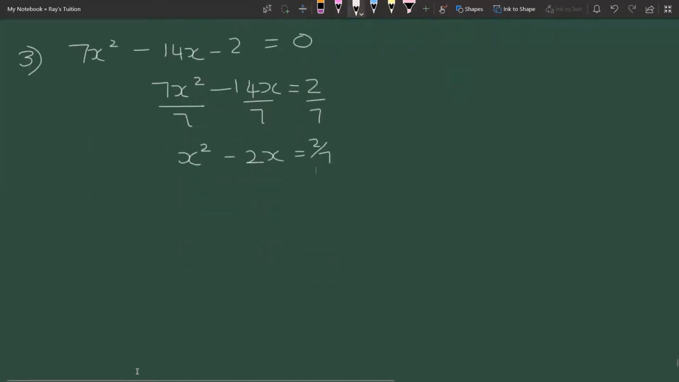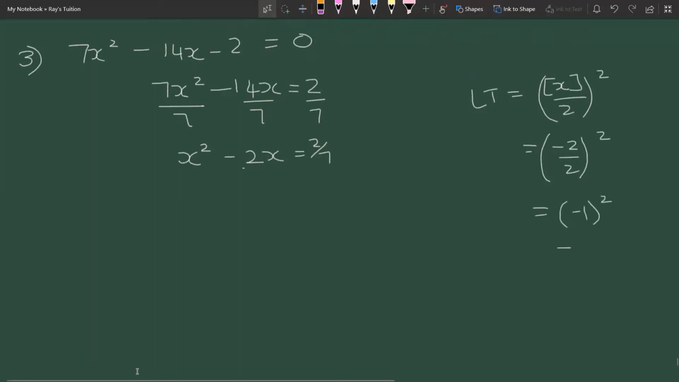Okay, great. So now we're going to find the last term. The last term is the coefficient of x divided by 2, and we square it. The coefficient of x is -2. We divide it by 2 and we square it. So it's -2 divided by 2, which is -1. Squared is 1. So that is our last term. So then what we're going to do is add it on both sides. Okay, and then that's +1 and +1. Then these three terms form the complete square.